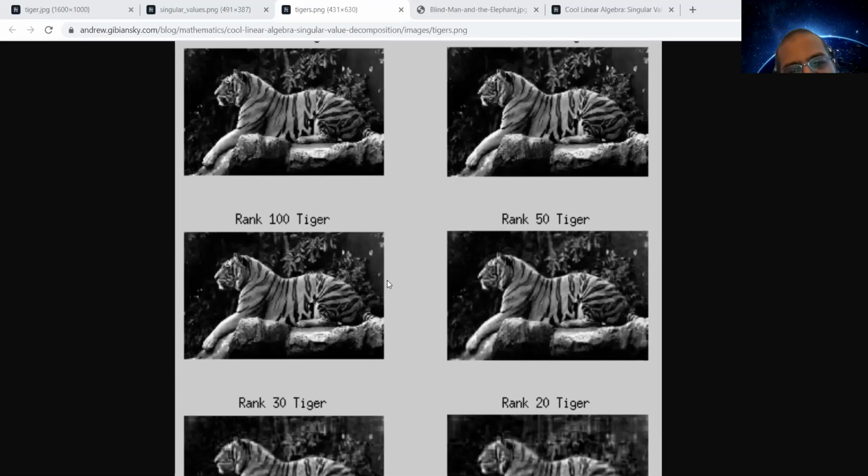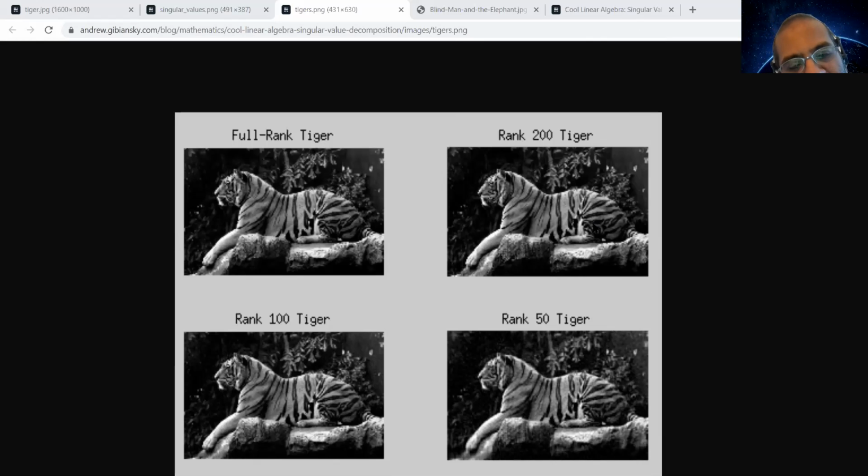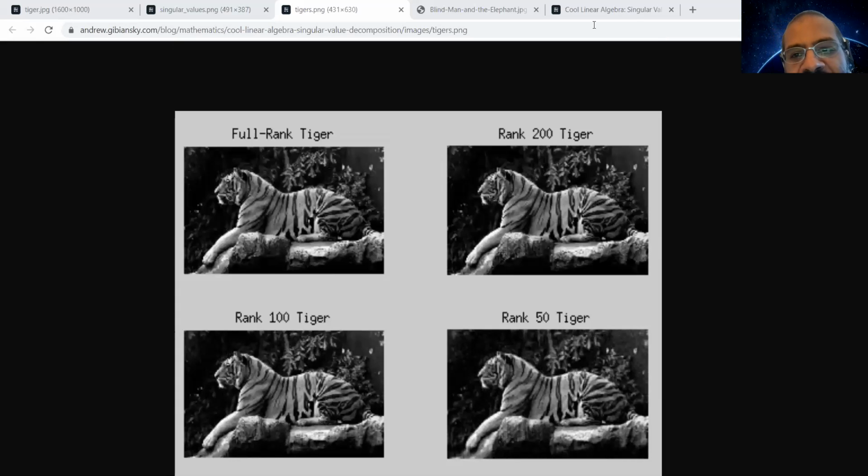So this is actually one of the main techniques in image compression, and probably the main way JPEG, for example, saves space. You take the SVD and just throw away the small singular values.